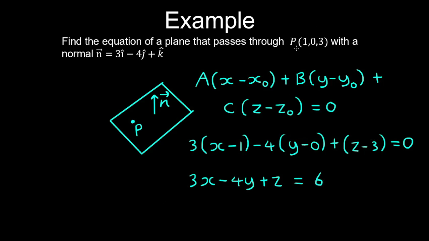And you can substitute the coordinates of the point on the plane into this equation. So we have 3 by 1 minus 4 by 0 plus 3, which is 6. So that's the correct equation of the plane.